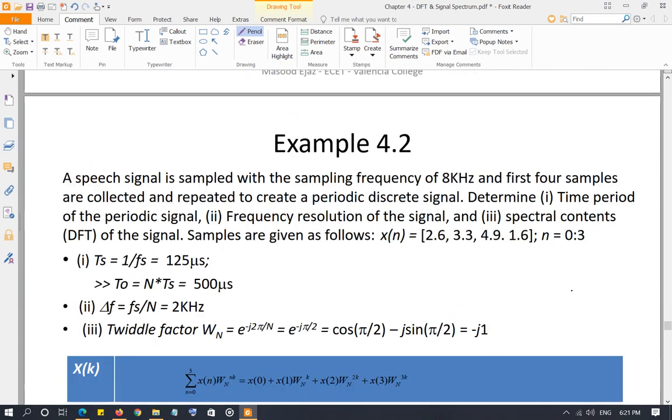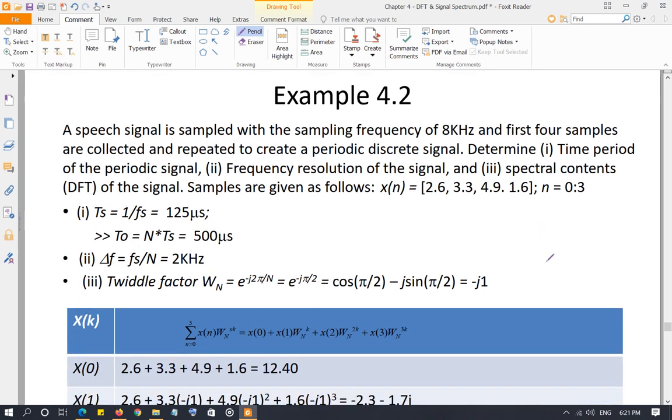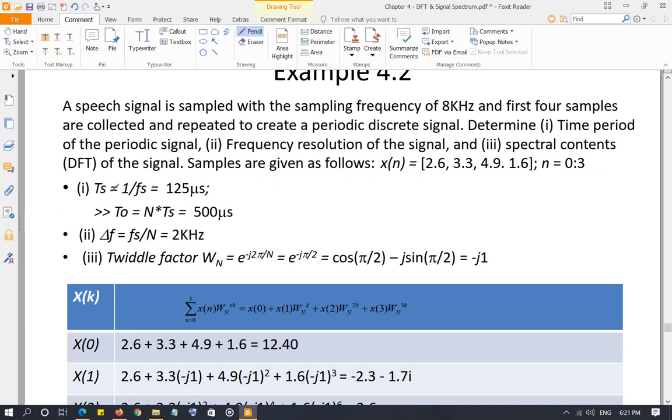Let's see an example. I have 4 samples from some speech signal, and I'm using these 4 samples to calculate the discrete Fourier transform of the signal. My sampling frequency is 8 kilohertz, so my sampling time is 1 over fs, 125 microseconds. That means the time period in the time domain is going to be N times Ts. Ts, remember, is the sampling time, so the time difference between each of the consecutive samples is Ts. My number of samples is 4, which is given. My time period is 4 times Ts, 500 microseconds.